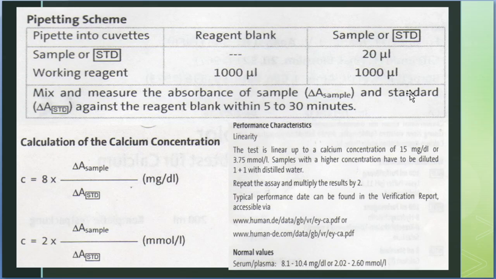So, after measuring the absorbance sa ating spektro, anong lalabas na result sa dalawa? Meron tayong absorbance para sa sample and absorbance para sa standard. For us to calculate the level of your calcium concentration, anong ginagawa natin? If we want the result in conventional unit, you just simply multiply it by 8. If we want the SI unit of our calcium concentration, we multiply it with 2.